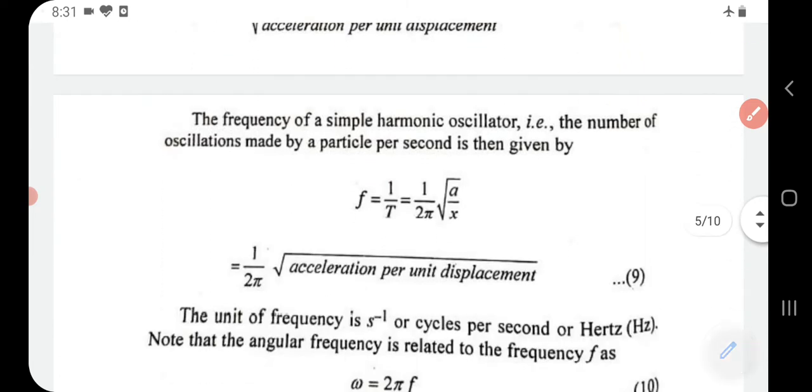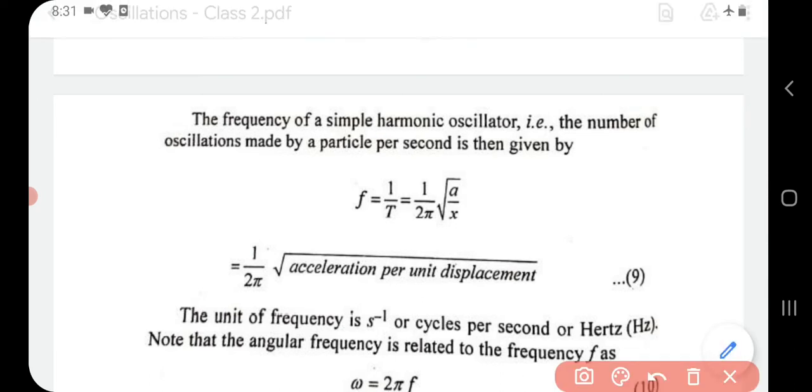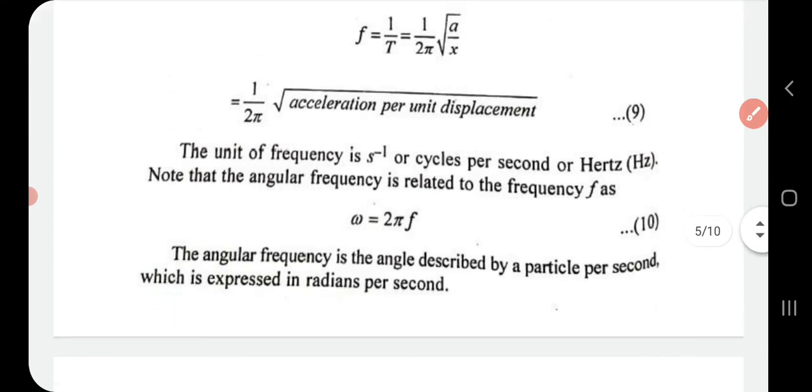Now, next we are going to derive an expression for frequency. What is frequency? Number of oscillations made by the particle per second. Now frequency is a reciprocal of time period. So f is equal to 1 by T, which is equal to 1 by 2 pi root a by x. That is again equal to 1 by 2 pi root of acceleration per unit displacement. So that is the expression for frequency: 1 by 2 pi into root of acceleration per unit displacement. Study this formula also. Unit of frequency is per second or cycles per second or hertz.